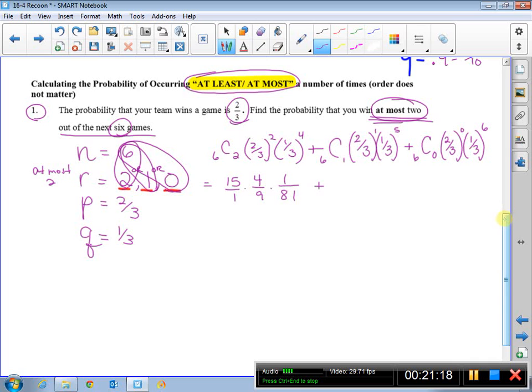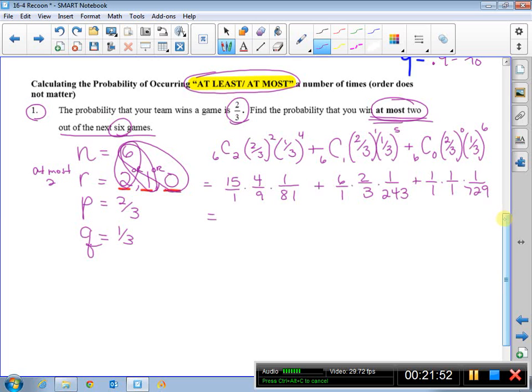6 choose 1. 6 choose 1 is 6. 2/3 to the first, 1/3 to the 5th. Plus, and the last one, 6 choose 0. If I'm not taking anything, there's only one way to do it. 2/3 to the 0, also 1, and 1/3 to the 6th. So 1 to the 6th is 1, 3 to the 6th is 729.